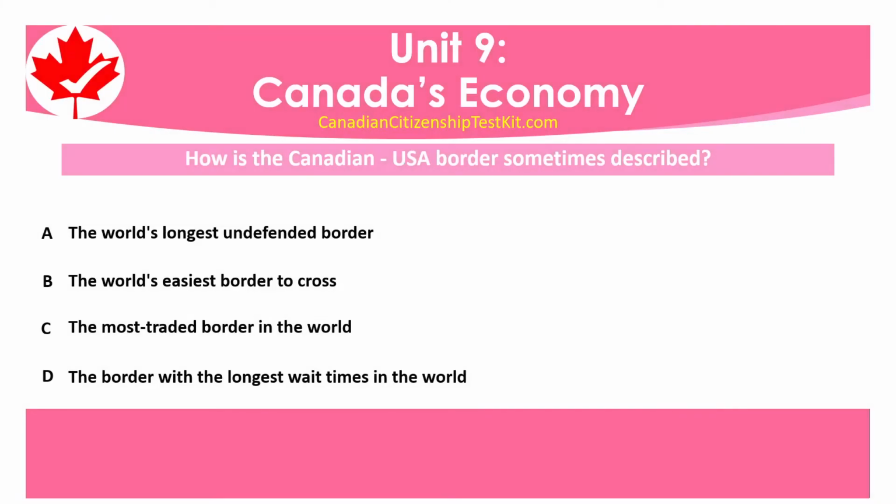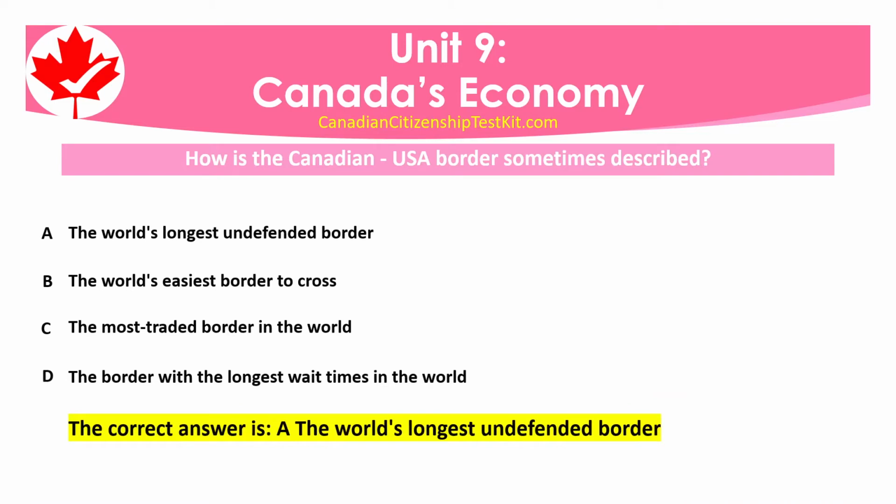How is the Canadian-USA border sometimes described? A. The world's longest undefended border. B. The world's easiest border to cross. C. The most traded border in the world. D. The border with the longest wait times in the world. The correct answer is A. The world's longest undefended border.